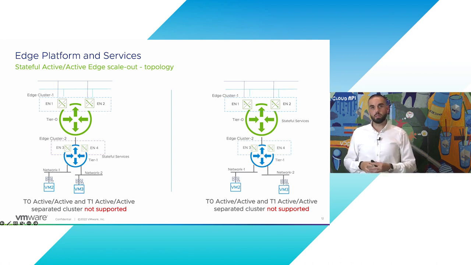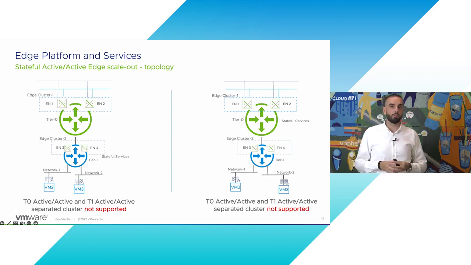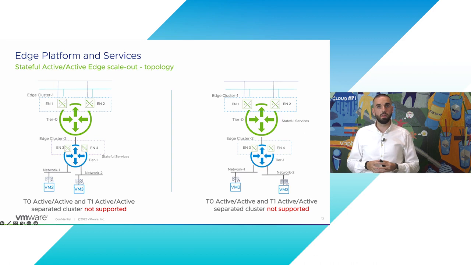Last but not least, there are two more not supported topologies which we need to remember, when we are using our tier 0 and tier 1 on separate edge clusters, having stateful services on top of our tier 0 or having stateful services on top of our tier 1, which we are seeing on the left and right side of our diagrams. That will be a not supported topology, and you cannot use it in a stateful active-active gateway.